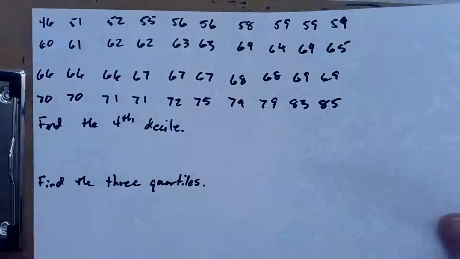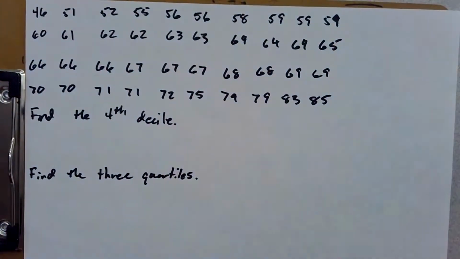Now we're going to talk about deciles. Deciles are basically the same thing, except now instead of dividing the set into 100 groups, we're going to divide it into 10. And so the fourth decile is exactly the same as the 40th percentile.